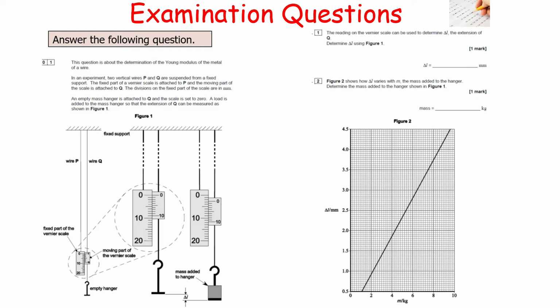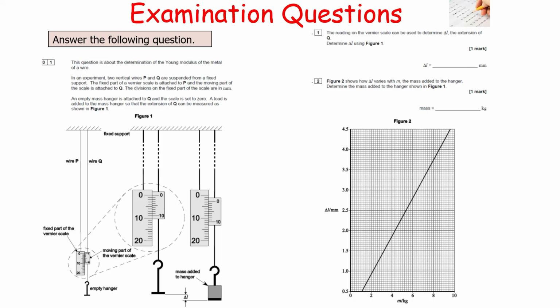The next question says, this question is about the determination of the Young modulus of a metal wire. In an experiment, two vertical wires P and Q are suspended from a fixed support. The fixed part of the vernier scale is attached to P and the moving part of the scale is attached to Q. The divisions on the fixed part of the scale are in millimeters, and an empty mass hanger is attached to Q and the scale is set to 0. A load is added to the mass hanger so that the extension of Q can be measured as shown in figure 1. The reading on the vernier scale can be used to determine the extension of Q.